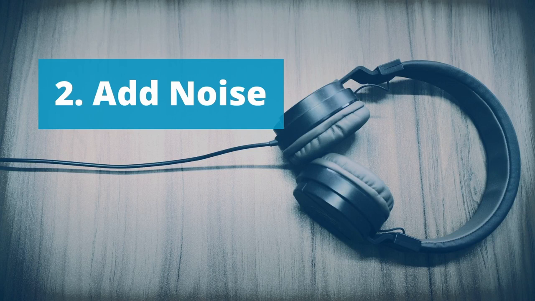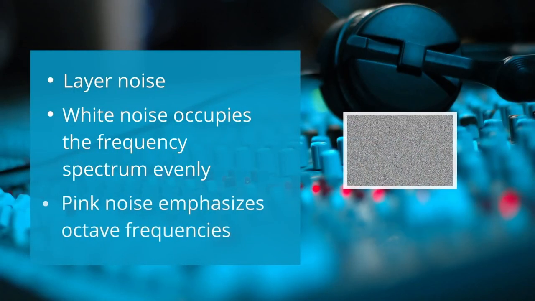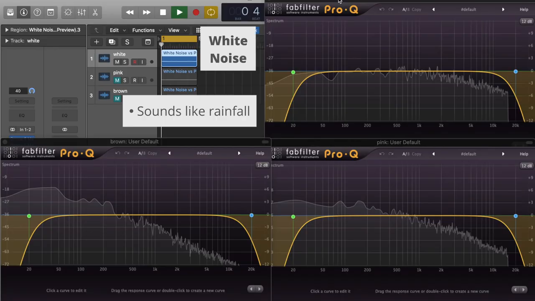Number two, add noise. Try making noise one of your layers. Remember, white noise occupies the frequency spectrum evenly. Pink noise emphasizes octave frequencies.